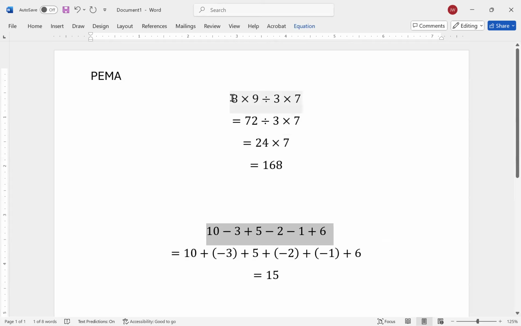The same thing is true on this one. If you type in 8 times 9 divided by 3 plus 7 into a calculator, it should be able to give you 168 when you hit enter. Again, you have to type it in correctly, but you should get 168.